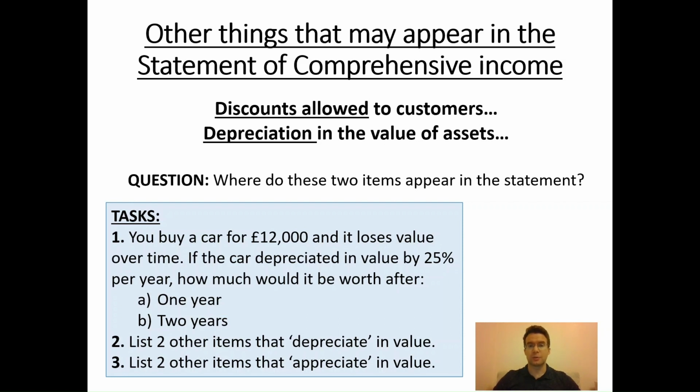After 2 years, given the compound nature of depreciation, we take 25% from 9,000, which would be 2,250. Therefore, the car would be worth 6,750 after 2 years, but the depreciation we would put in our Statement of Comprehensive Income for that second year would be 2,250. The second question was list 2 other items that depreciate in value.